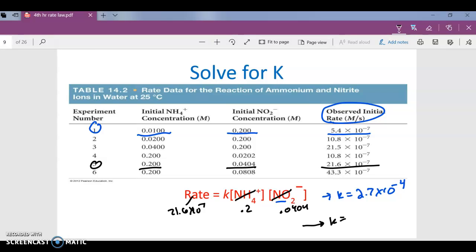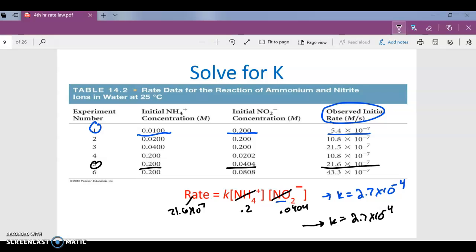Hopefully you're thinking it'd be the same. Yeah, because it's a rate constant. You're right. Constant makes me think it's the same. And again, it's 2.7 times 10 to the negative 4. You can pick any lane you want, any experiment number you want. You put the numbers in, you will always get the same K, if it's perfect, of course, theoretically speaking, right?